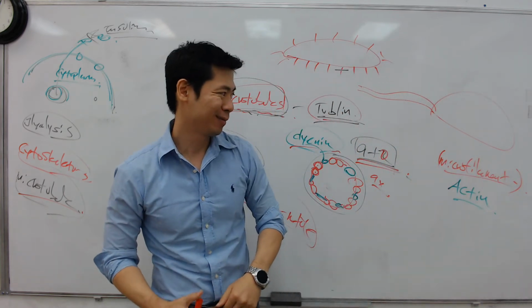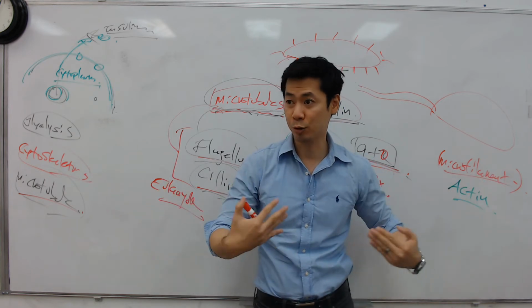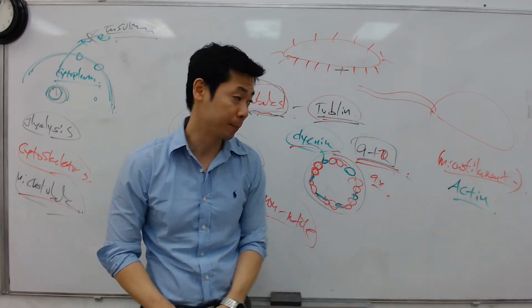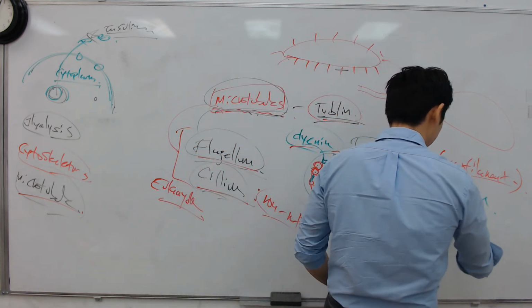But now, that actin plays a role in the microfilament, which is also cytoskeleton. It's all over the cell, okay? It gives structure to a cell as well, okay? And they play a role also in cell division as well.